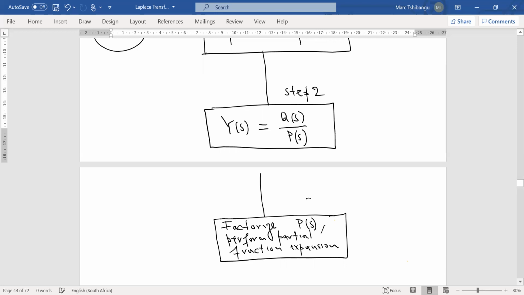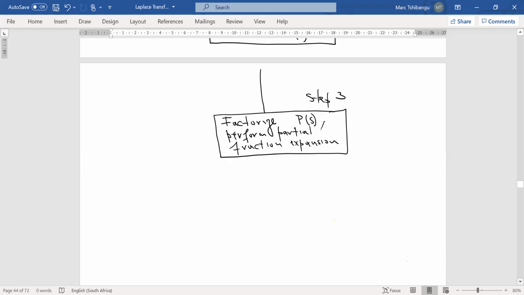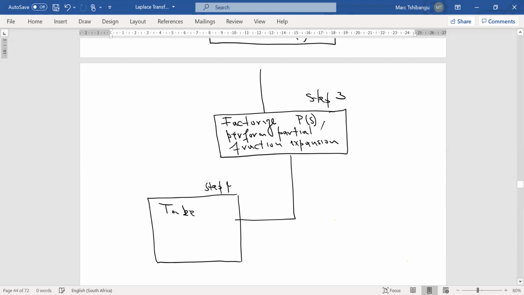Step three. And then step four, you take the inverse Laplace transform. Once you do that, you're going to obtain the solution in the t domain. So these are the four steps.